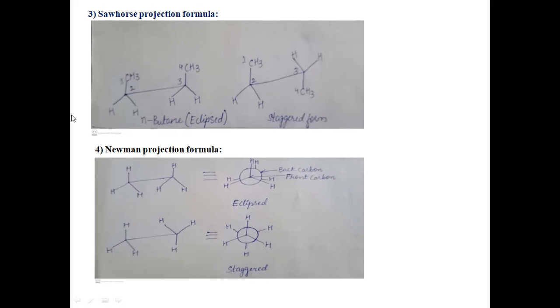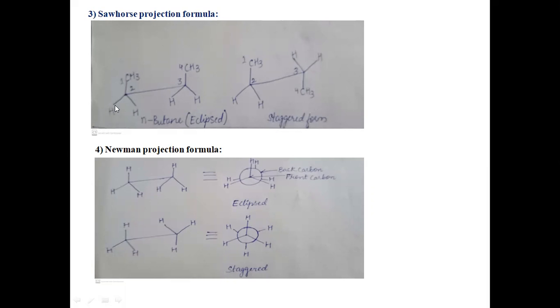Here you may see that carbon may be viewed as a letter Y. See here, this carbon atom can be viewed as a letter Y. This is an inverted letter Y. Here also you can observe it as an inverted letter Y. But here in the staggered form, one carbon atom you can view as a letter Y. So next, the projection formula we have is the Newman projection formula.